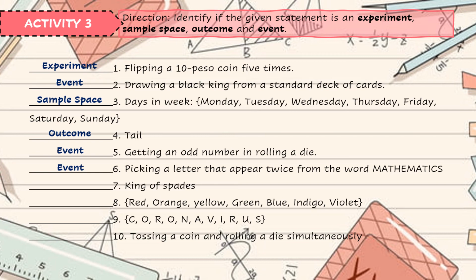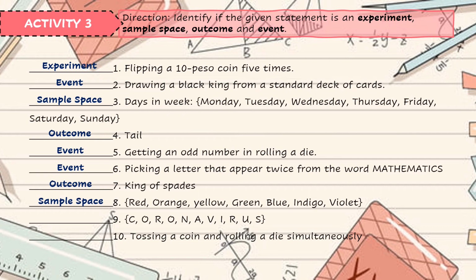Number 7, king of spades. So, this is one of the possible outcomes. Kaya, ang sagot ay outcome. Yeah, so, nagbigay lang siya ng isa sa possible outcomes. For number 8, red, orange, yellow, green, blue, indigo, and violet. So this is the complete list of the colors in the rainbow. Therefore, this is a sample space.